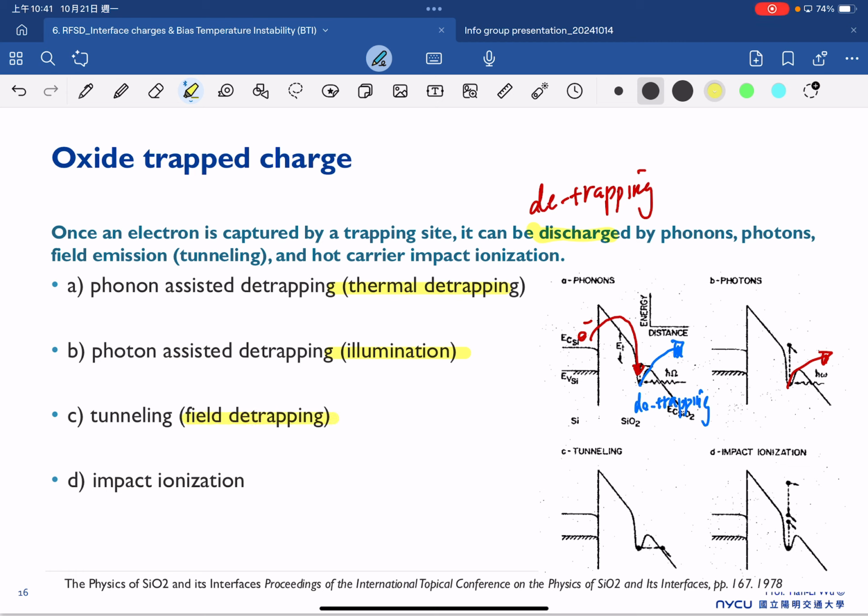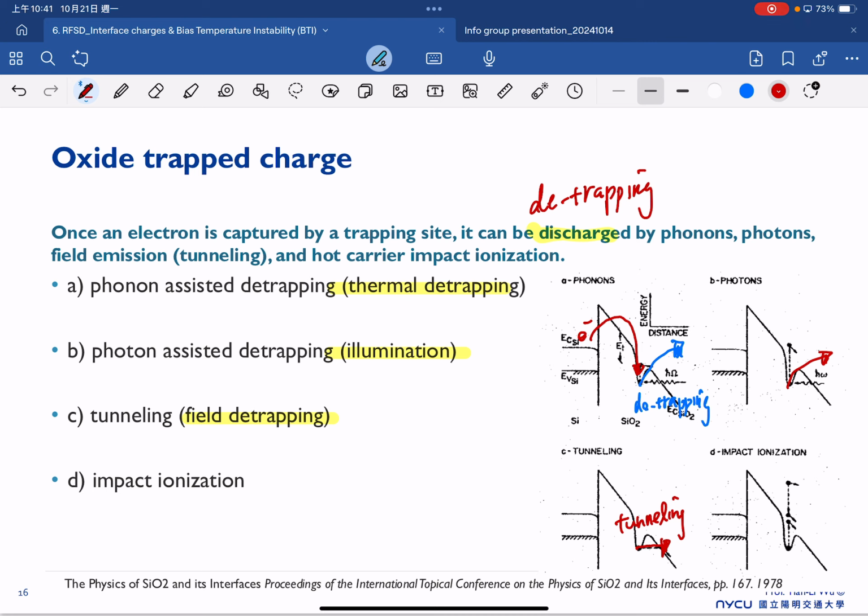So field detrapping is not that difficult. It's just because you have the electron trap layer, but now you apply an additional bias. So then your trapped electron will gain additional energy, so this tunneling can happen as well.